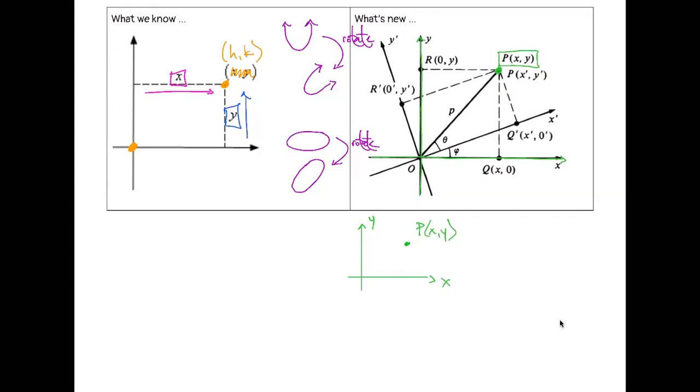Now, there's a few other parts to this graph that I want to point out. There's this point here, R, that has the same y value as your point P. And then there is this point Q that has the same x value as your point P. So x comma 0 and y comma 0.